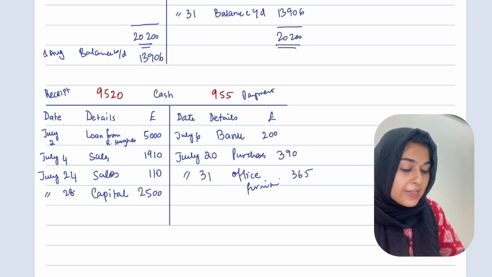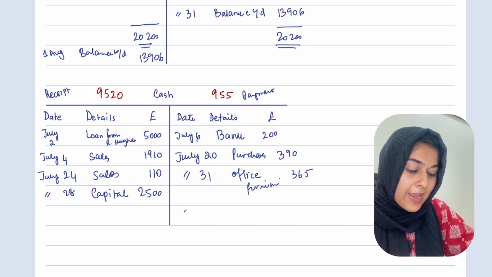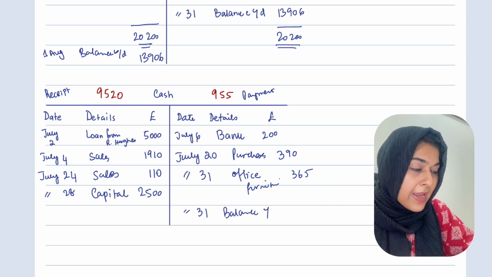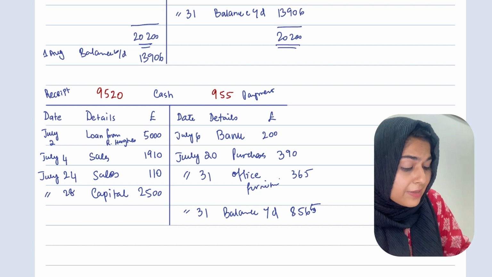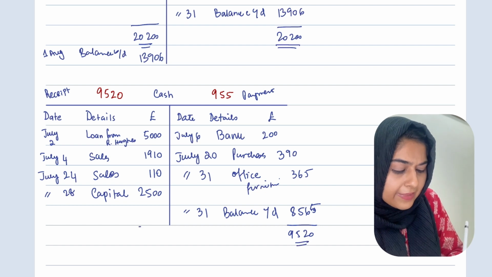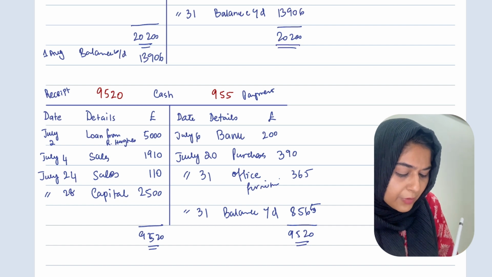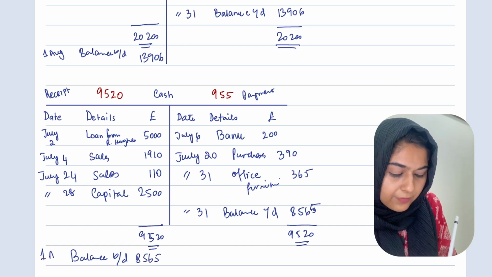Okay, so for cash I'll do the same thing. Cash can never be negative, so you'll always have a balance carried down on the credit side and balance brought down on the debit side. So you write here balance carried down on the credit side. How did I calculate the cash balance carried down? The same process repeats: 9520 minus 955, so the balance will be 8565, and the total on both sides becomes 9520. And then balance carried down will become your balance brought down. So you write here balance brought down and you write 8565 on August 1st.